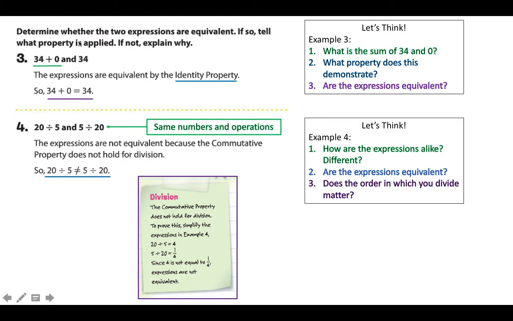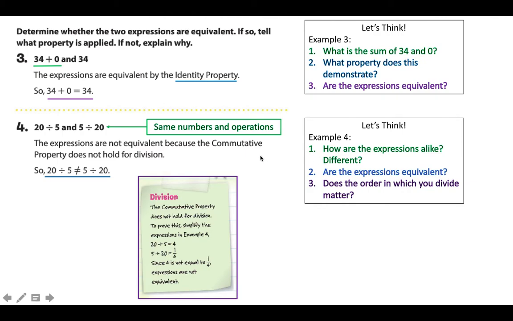In example number 3, let's think about what operations are being used and how those relate to the numbers. Well, we've got 34 plus 0, and 34 as our two expressions. What is the sum of 34 plus 0? Well, any number plus 0 should equal itself, so the answer there is going to be 34. What property does this demonstrate? Well, if we're talking about adding 0, we're talking about the identity property. And are the expressions equivalent? Yes, because 34 plus 0 is equal to 34.